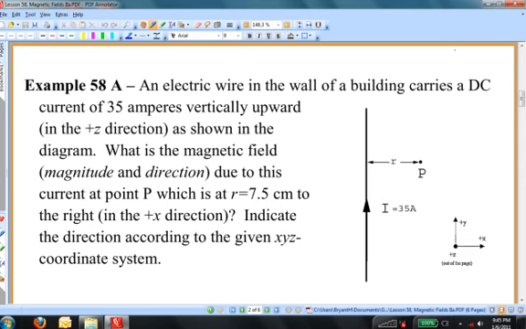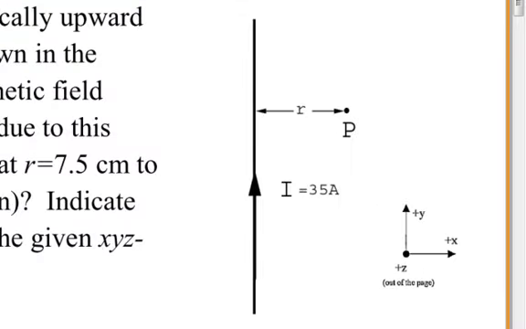An electric wire in a wall of a building carries a DC current of 35 amperes vertically upward in the plus Z direction as shown in the diagram. What is the magnetic field magnitude and direction due to this current at point P, which is at r equals 7.5 centimeters to the right in the plus X direction? Indicate the direction according to the given XYZ coordinate system. They didn't tell us whether this is an electron current or a conventional current. So we're going to make the assumption that this is a conventional current.